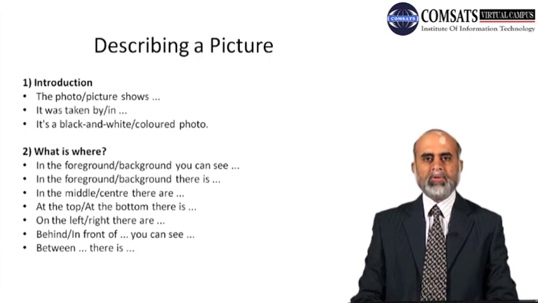The second thing that you need to tell when you are describing a picture is to tell what is where. That means to state the location of objects in a picture. So first you should be able to identify the objects in a picture. Once you have done that, you should be able to locate where they are.